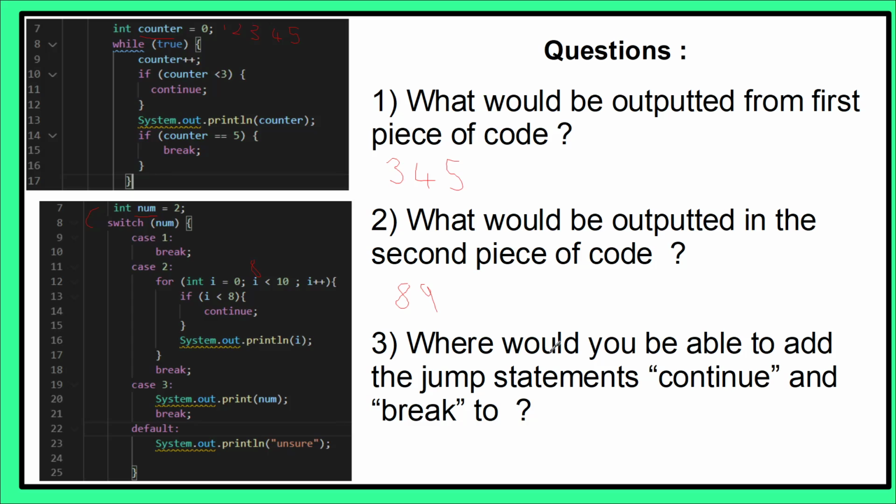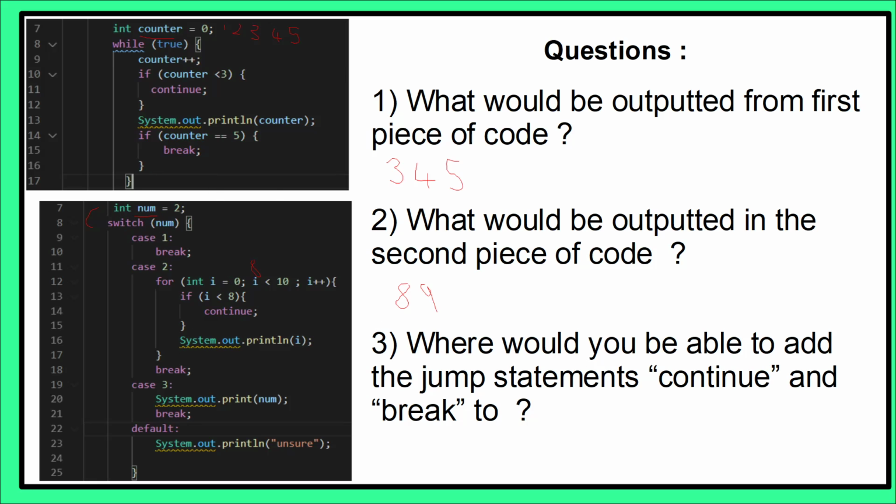And then looking at the third one, where would you be able to add the jump statement and continue? So any loop, so for example, while you can do it, as well as for, you can use it to break. And you can do it in the switch case. So again, you use break in that switch statement. So you can use continue and break for while and for, and then you can use break for the switch statement.